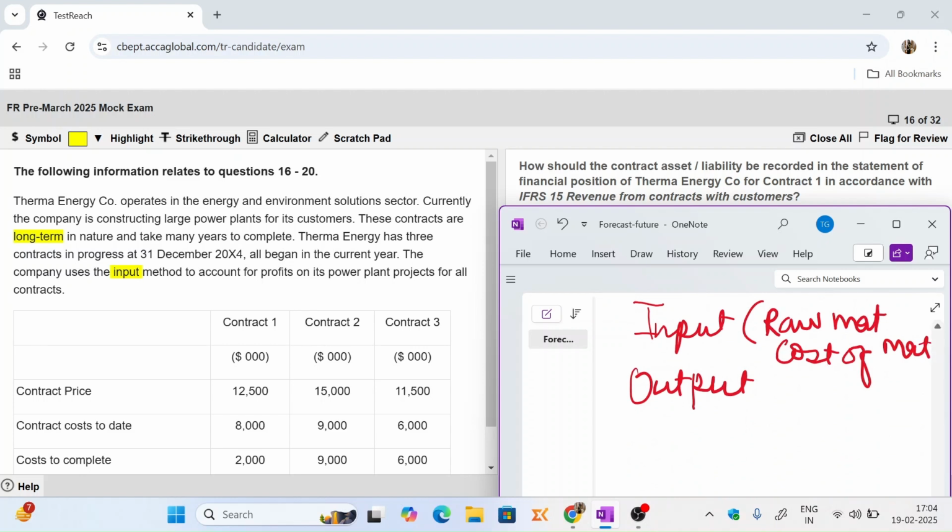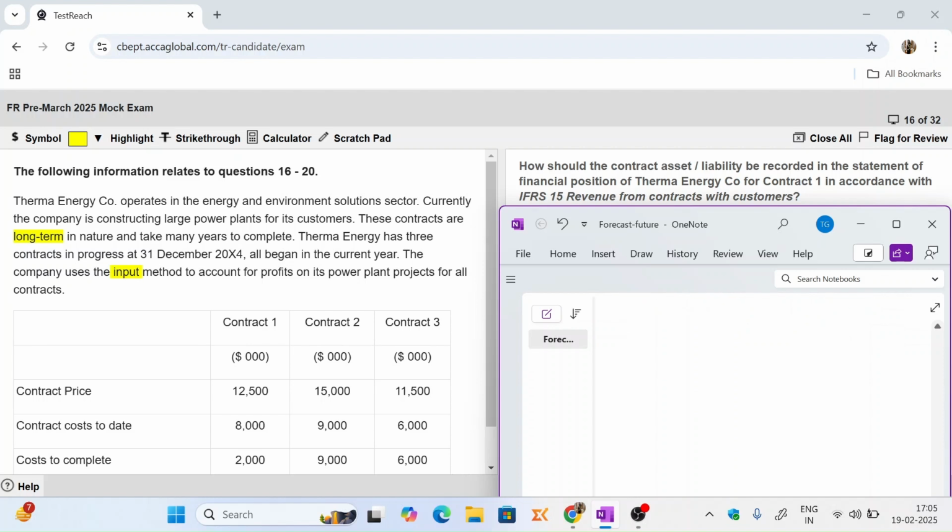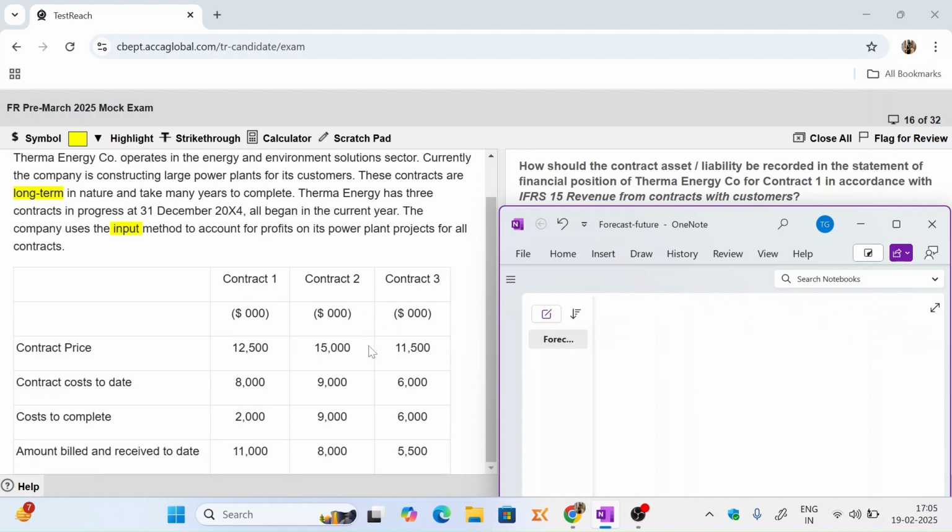If you are doing your calculations according to the output, that means you have quoted a selling price of, let's suppose, 10,000, and you are measuring how much of it you have already billed to your customer. That is going to be measurement according to the output method. So here we are supposed to use the input method. That means we are going to base our calculations on the costs which have been incurred and the total cost which is going to be incurred to complete the project.